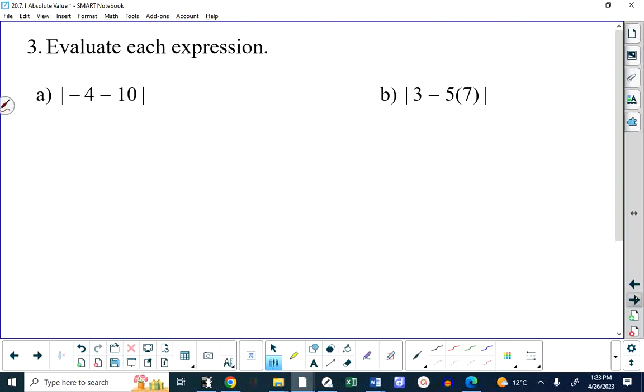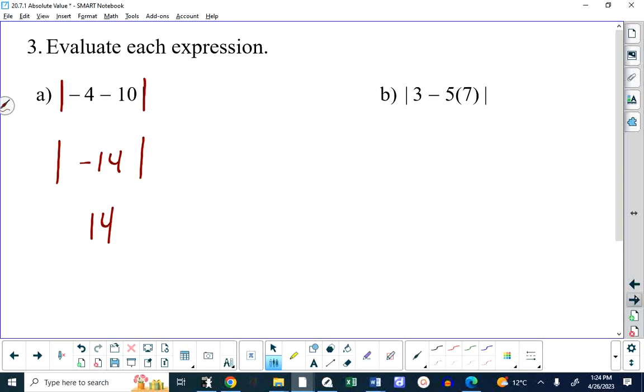Number 3, evaluate each expression. Well, this set of absolute value symbols is to be treated like a set of brackets in terms of your order of operations. So you do what's in brackets first. We do what's in the absolute value signs first. So this becomes the absolute value of negative 14, which is 14. I feel as though I should point out to you that what we did was we simplified what's inside first, then took the absolute value of it.